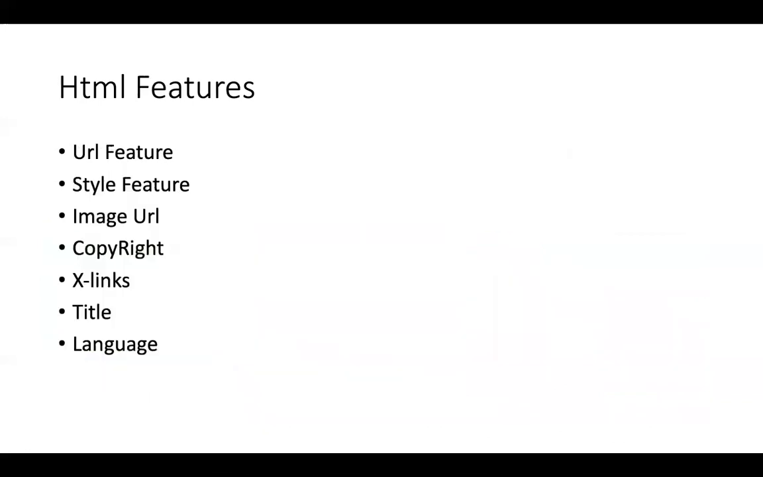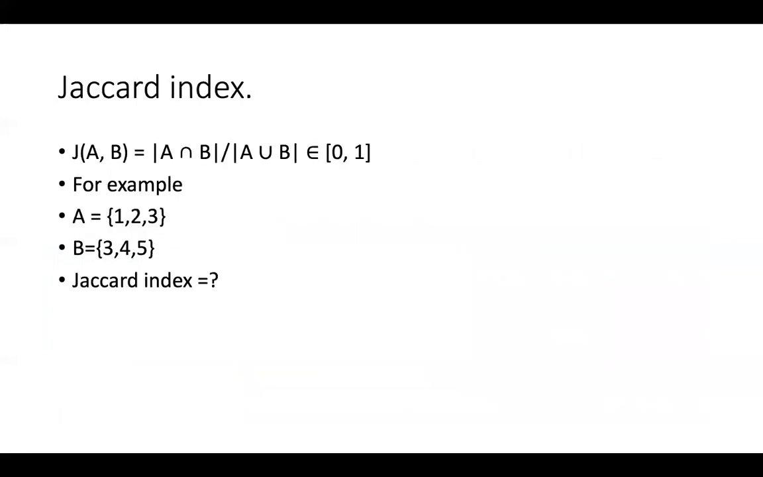So these are the features that they use. I'll just briefly describe them. The first one is the URL feature. First I need to talk about the Jaccard index, which they use for all the features. Basically, the Jaccard index is just the intersection divided by the total sample size. So for example, the Jaccard index for this will be 0.333, because 3 is the only common intersection between them.